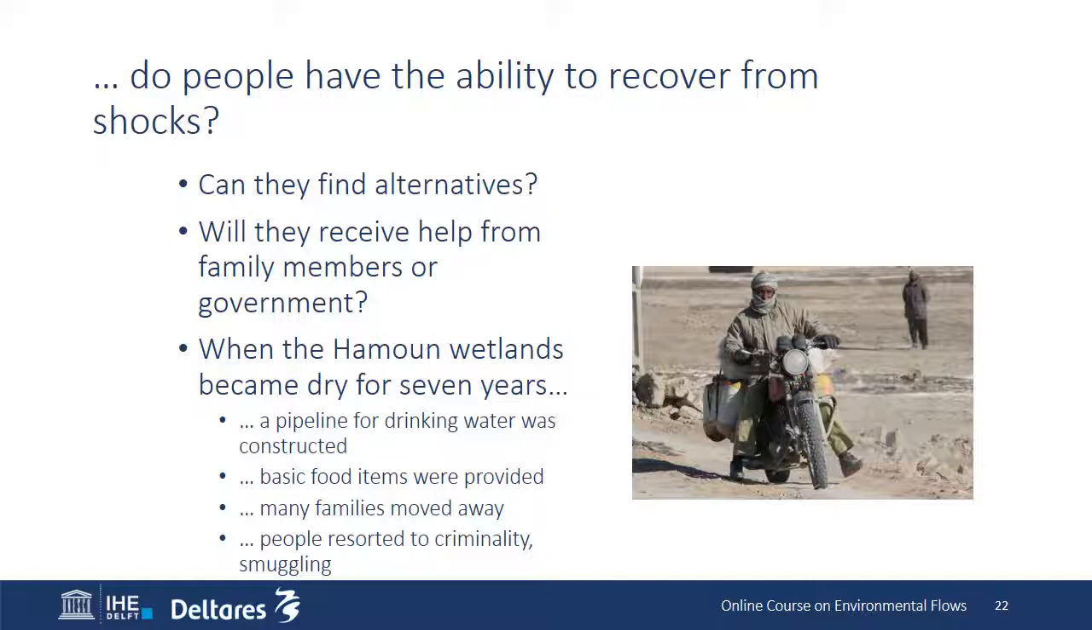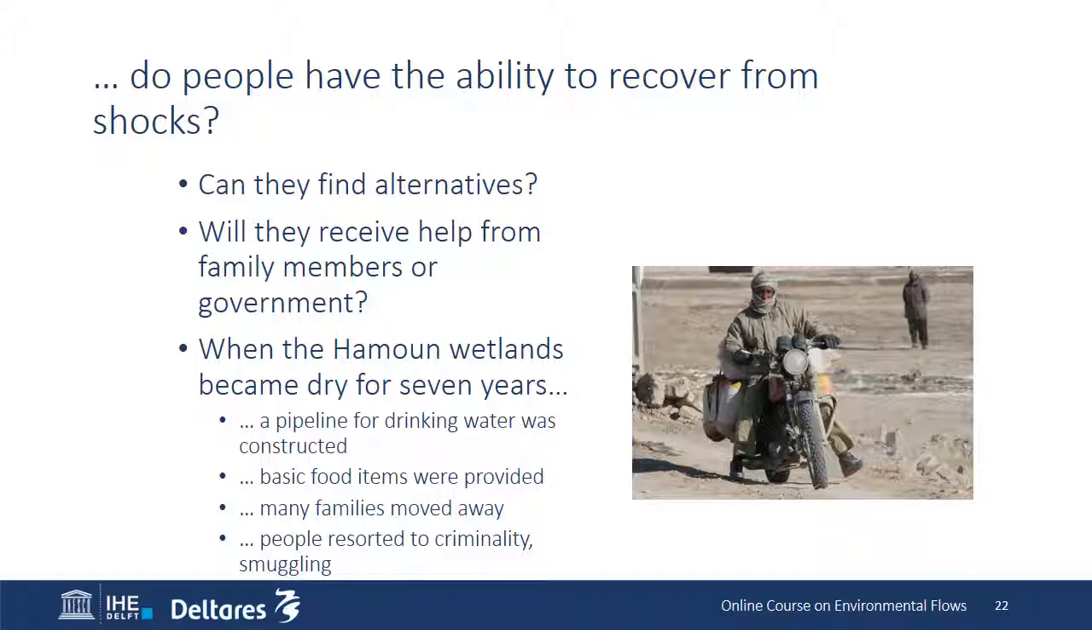Many families moved away to other areas in Iran to set up a new life. And other people who stayed but were not able to generate sufficient income had to resort to smuggling and illegal activities. And although they told us that that was sufficient to sustain their livelihoods, it did affect their well-being because they felt insecure and they were not happy with this new way of life.